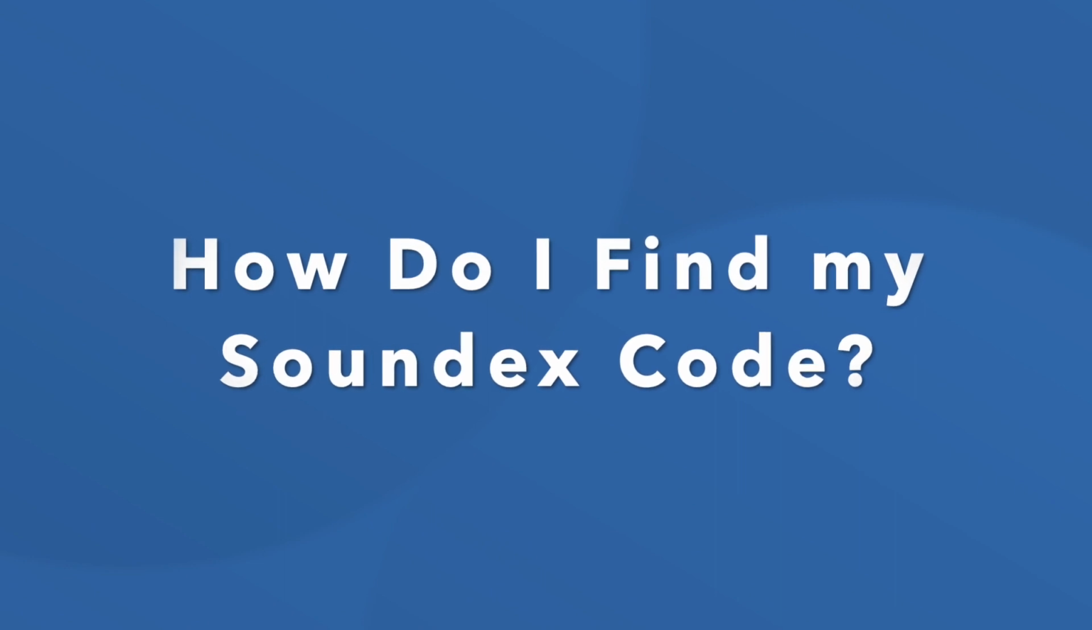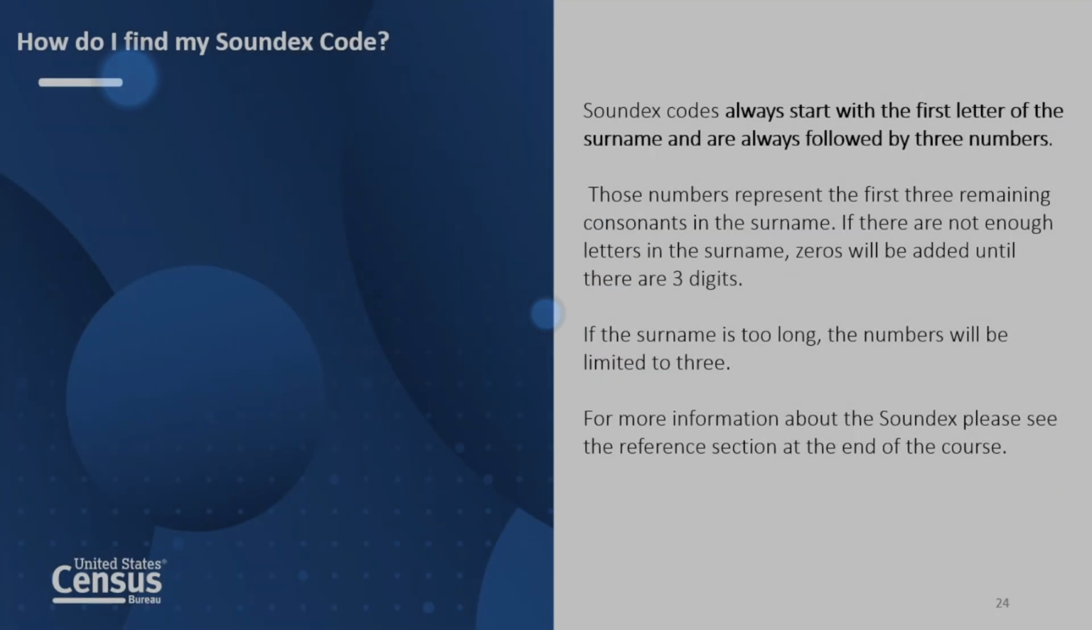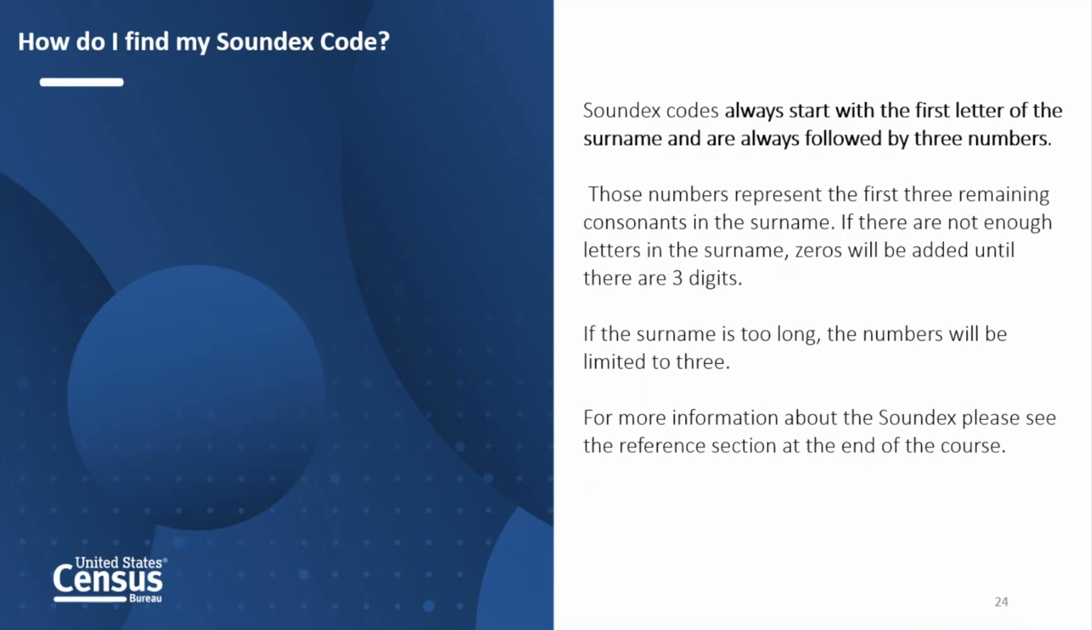How do I find my Soundex code? Soundex codes always start with the first letter of the surname and are always followed by 3 numbers. Those numbers represent the first 3 remaining consonants in the surname. If there are not enough letters in the surname, zeros will be added until there are 3 digits. If the surname is too long, the numbers will be limited to 3. For more information about the Soundex, please see the reference section at the end of the course.